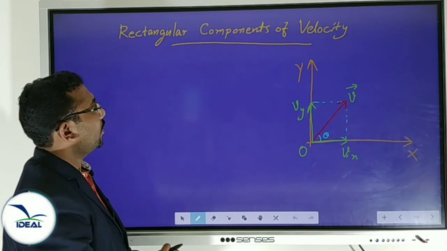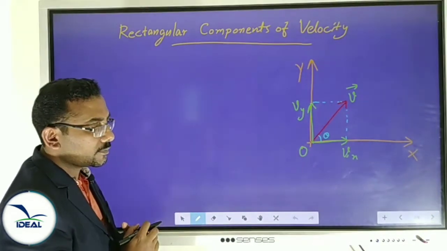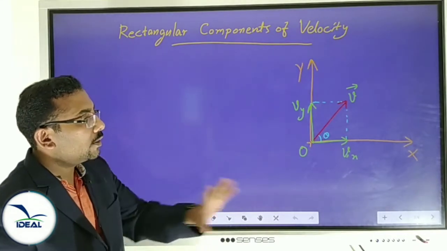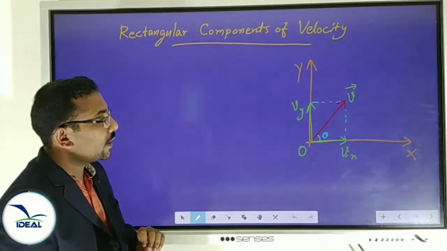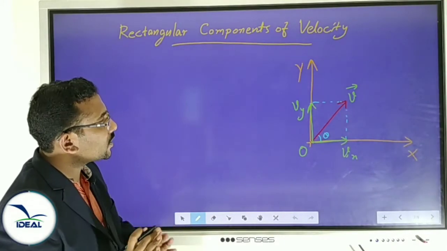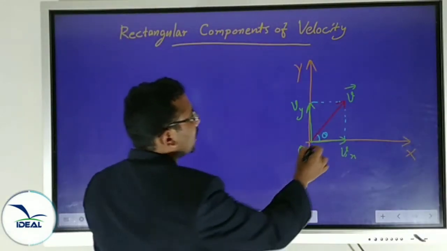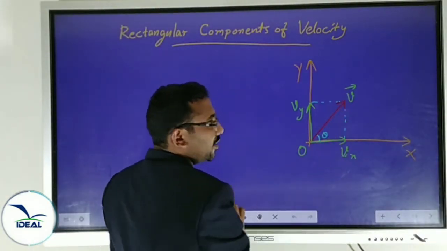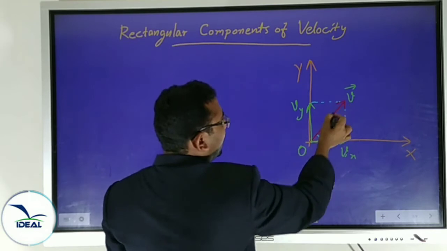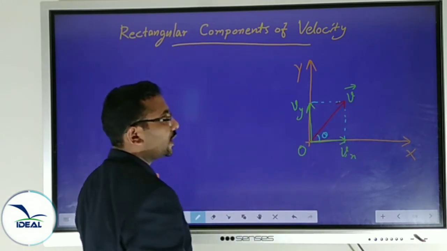Then rectangular components of velocity. In two dimensions we have two velocities, one towards the x direction and the second towards the y direction, because it is motion in a plane, two directions. We can split the velocity. This is the velocity vector. This velocity vector can be split into vx and vy.